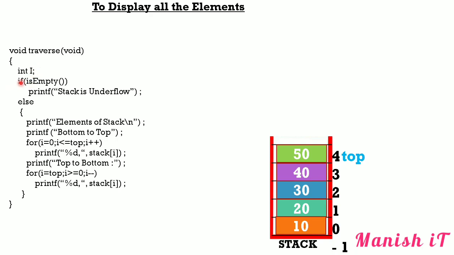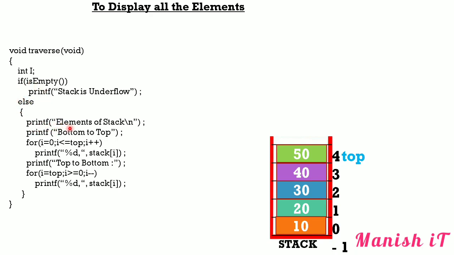Once again there is an if condition, if is empty. Suppose the stack has no element, then how can it be printed? That's why we always have to check our condition. So if is empty is satisfied, it simply prints stack is underflow. Otherwise the else part is executed.